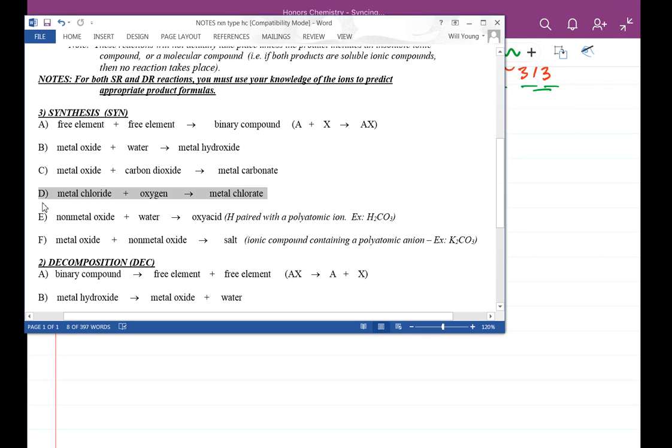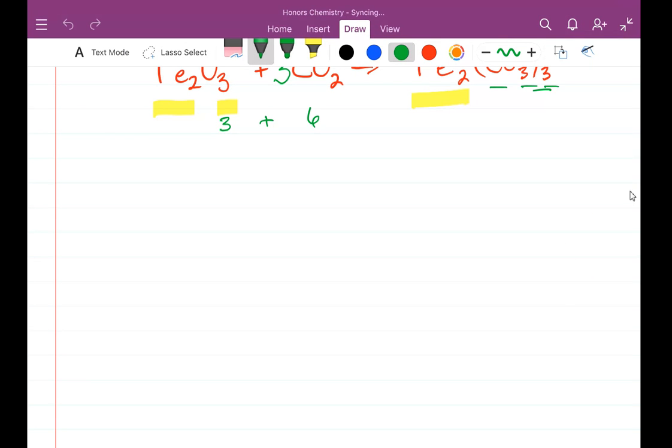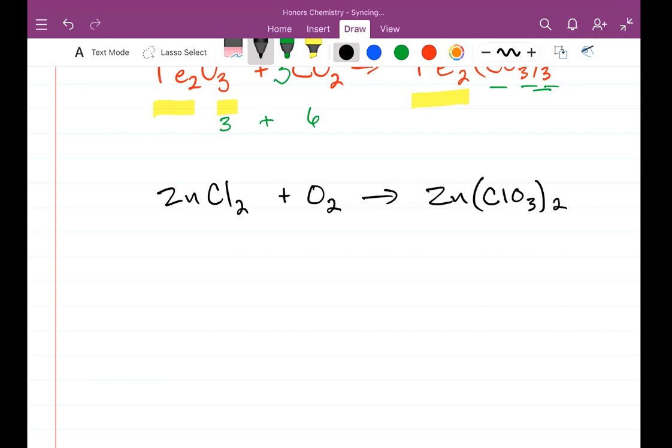Okay, so for letter D, metal chlorides plus oxygen gives us a metal chlorate. So if we just think about what that means, what is a metal chloride? A metal chloride is just going to be a metal, like, well, let's go with zinc, and then chloride. And then if we're going to add that to oxygen, that's just going to be O2 because oxygen is diatomic, and it's going to give us a metal chlorate. So it's going to be zinc chlorate. So you just have to think about charges. Chlorate is ClO3 with a 1- charge, so I'm going to have 2 of them, and that's it.